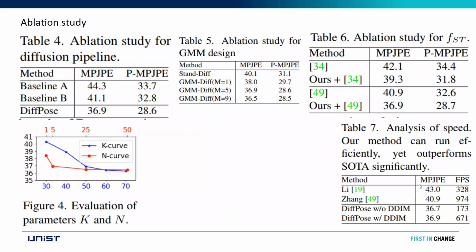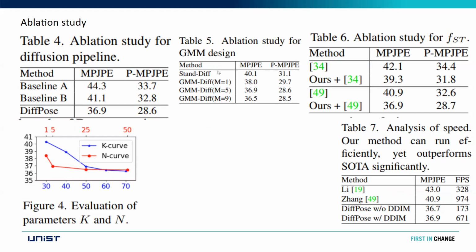And they did some ablation studies. First of all, they did an ablation study for the diffusion pipeline. So this baseline A represents a diffusion pipeline that consists of one step only, so the big K is equal to 1. As you can see, the results are not that good. And baseline B is the stack of diffusion models. This is again not good. But DiffPose is performing better than the others.